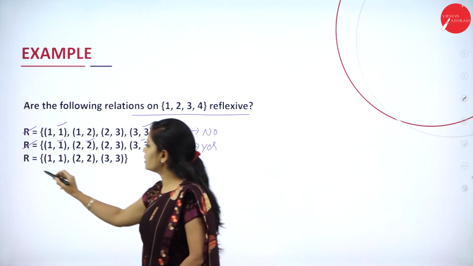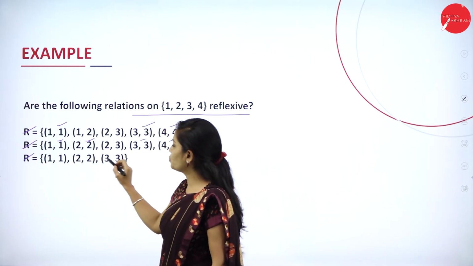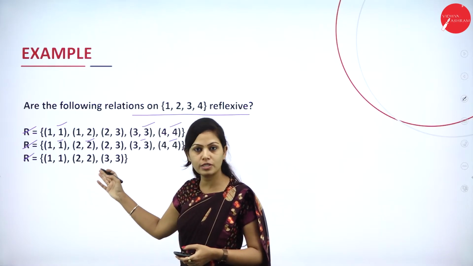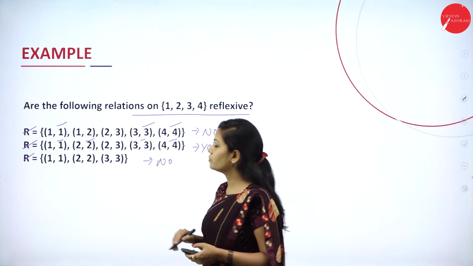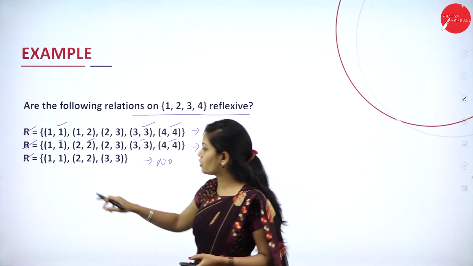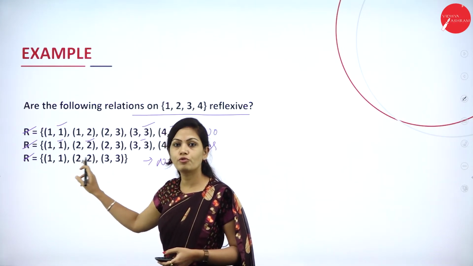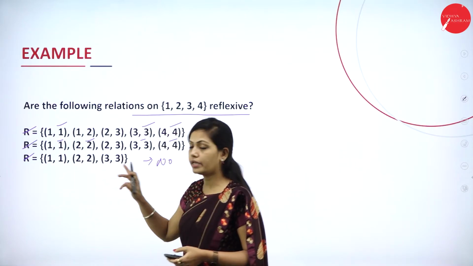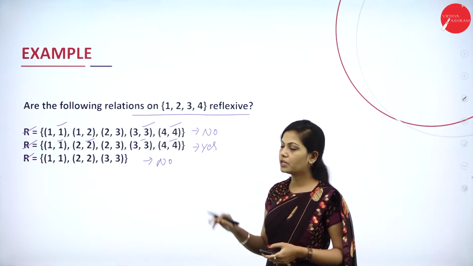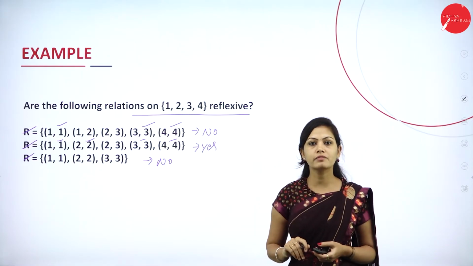And the third one, R is equal to (1,1), (2,2) and (3,3). So (4,4) is missing here, so it is not reflexive. It is not reflexive because it does not satisfy (4,4) in the relation. We have (1,1), (2,2) and (3,3), but (4,4) is not there. So this is about reflexive relation.